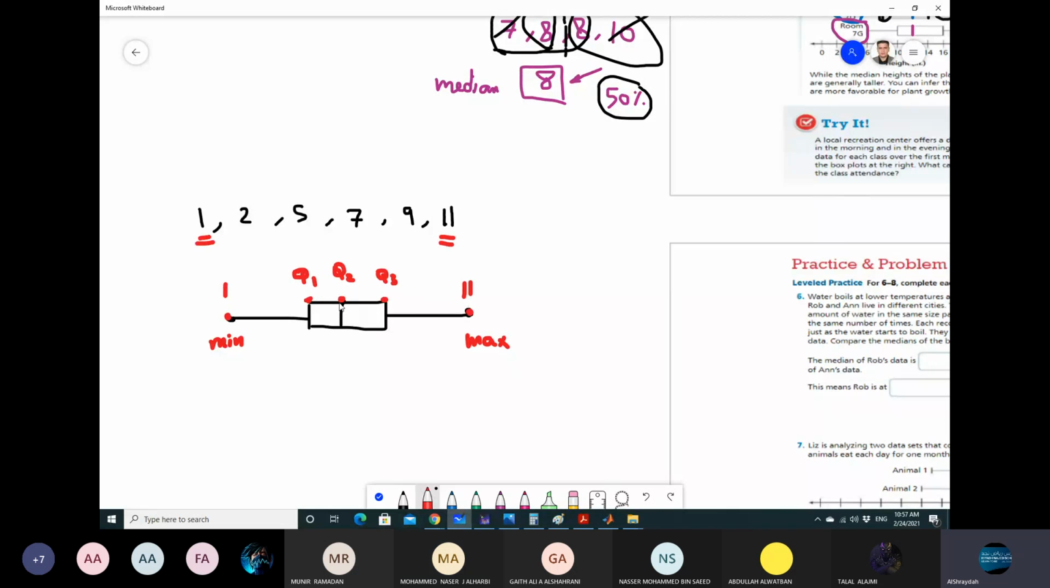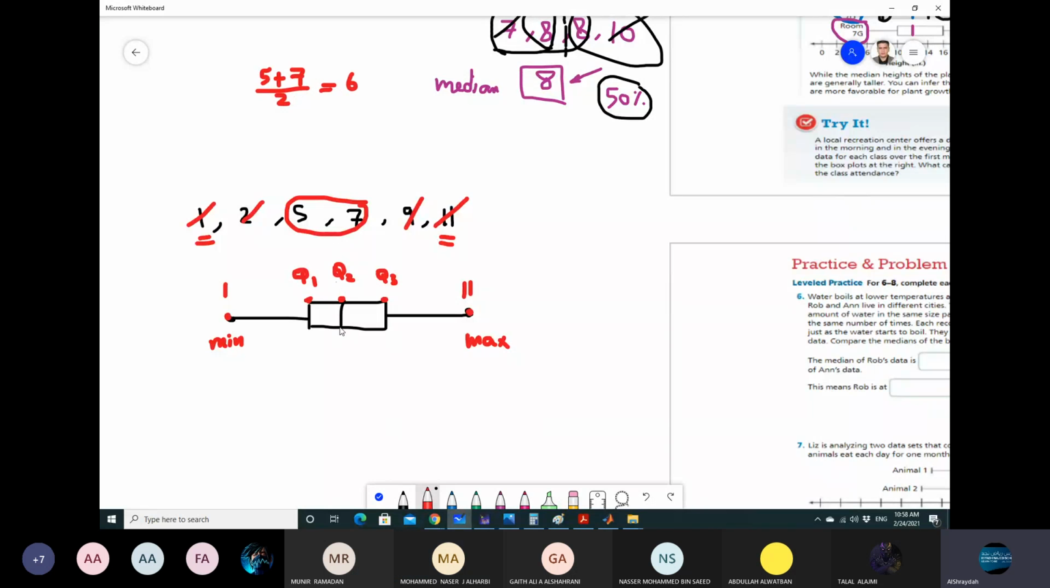So how to find Q2? Just find the median. The median of the 7 values: let's remove 1 with 11 and 2 with 9. So we have 2 values. If you have one value, you can take it. If you have 2 values, what do you have to do? Add them: 5 plus 7, then divide by 2. So 12 divided by 2 gives you 6.